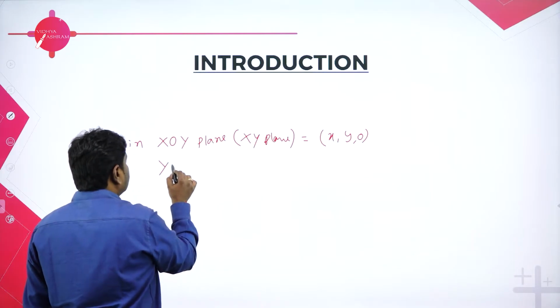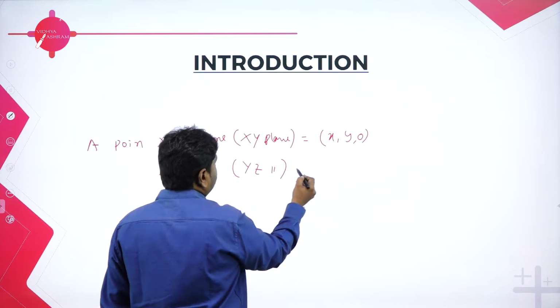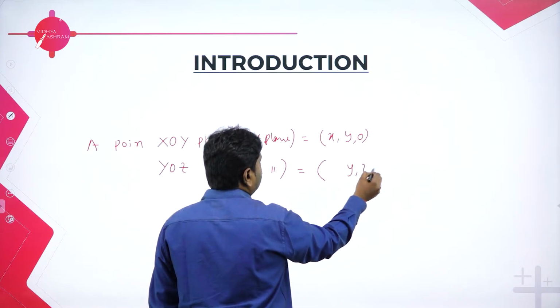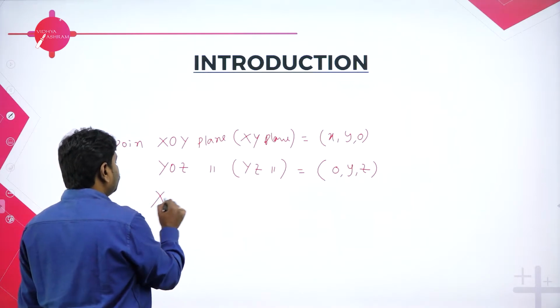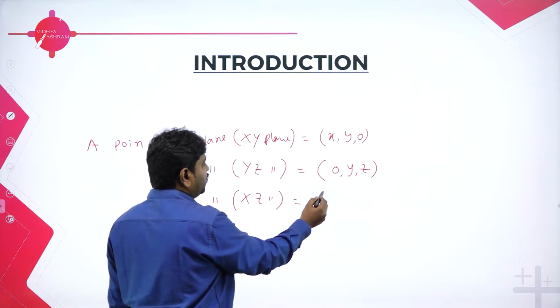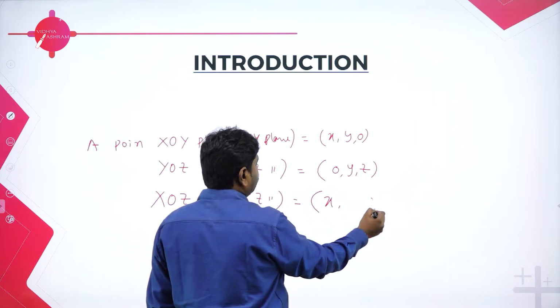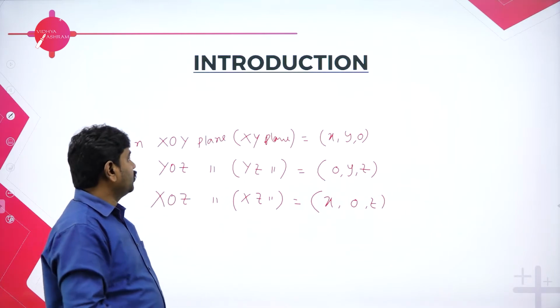Similarly, if it is in yoz plane, means yz plane. If the point is in yz plane, it will have y and z value and x value is 0. Or the point may be in xoz plane or xz plane. If point is in xz plane, it will have x value and z value and y value will be 0. So now these are the cases.